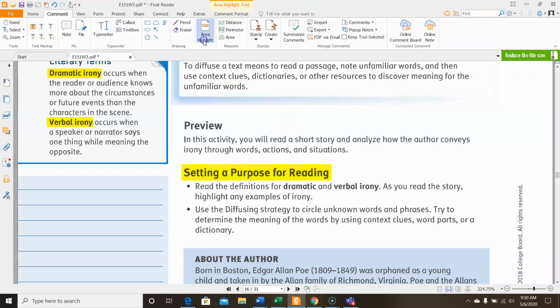As you read the story, highlight any examples of irony. Using the diffusing strategy to circle unknown words and phrases, try to determine the meaning of those words by using context clues, word cards, or a dictionary.